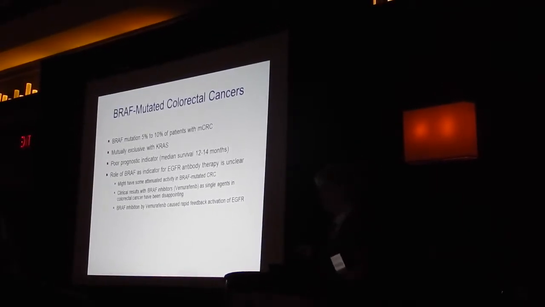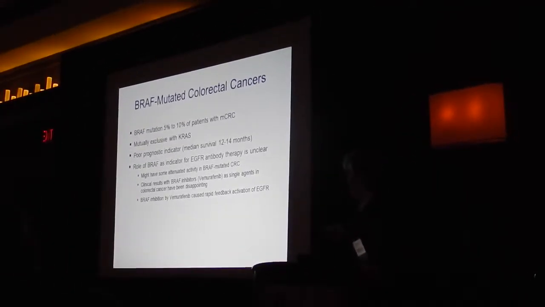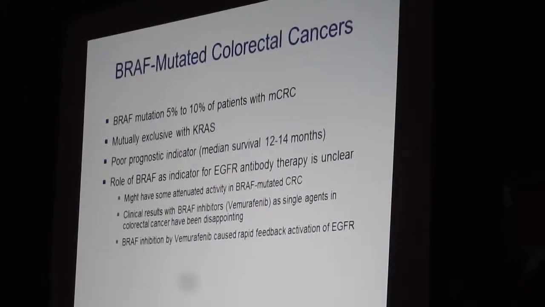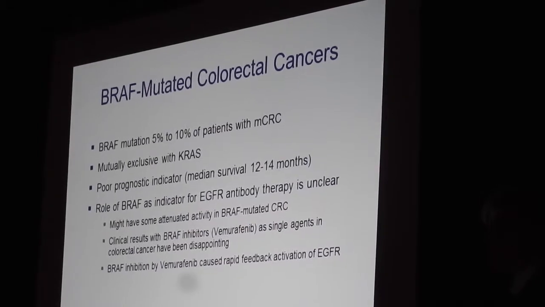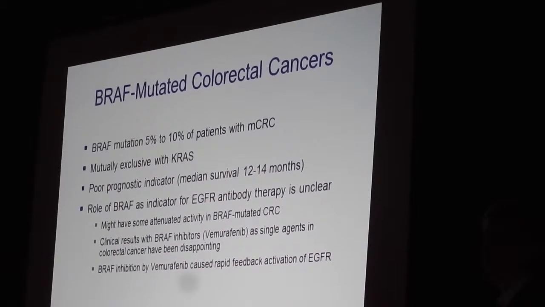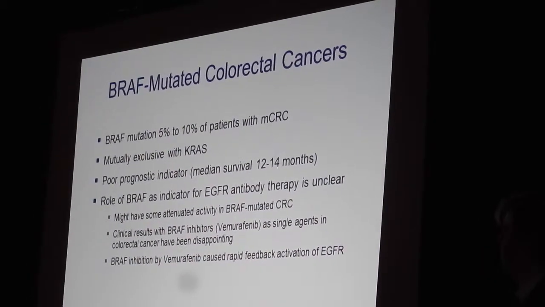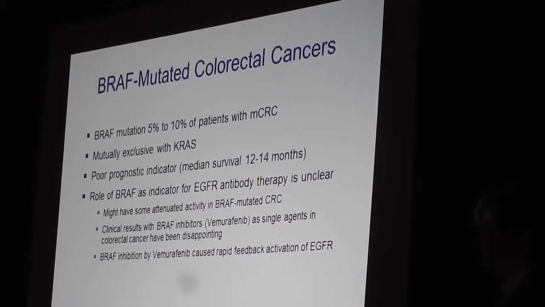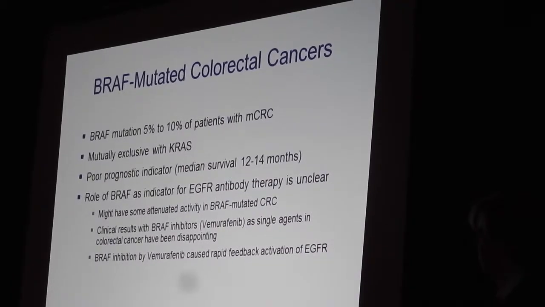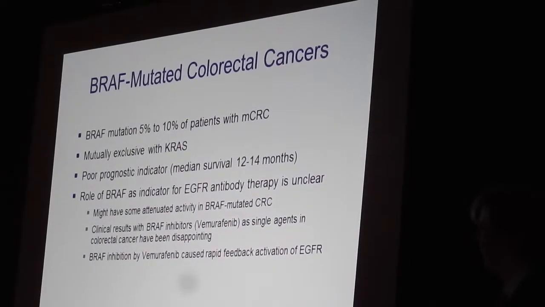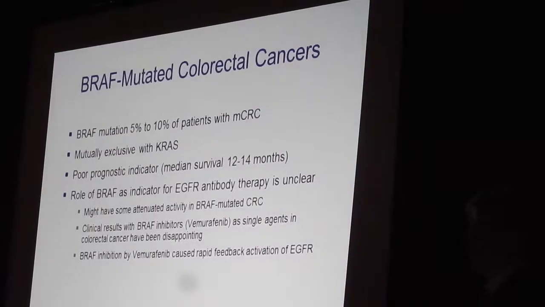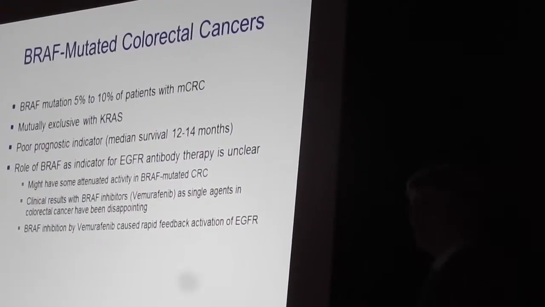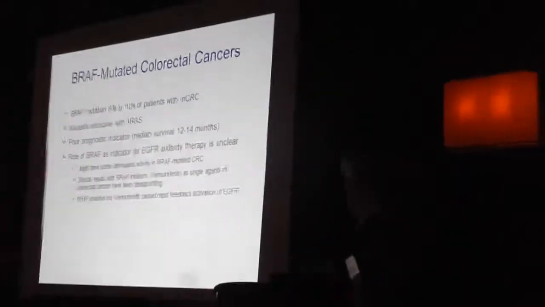Lastly, BRAF is frequently mutated in colon cancer, about 10 to 15% of patients. And this is mutually exclusive with KRAS. And the BRAF mutation in the absence of microsatellite instability phenotype has a very poor prognostic indicator. And these patients have a very shortened median survival. And the role of BRAF as a predictor of response to EGFR targeted therapy is unclear. Many groups consider that a BRAF mutation predicts lack of response. There's some evidence that there may be an attenuated response to targeted therapy.